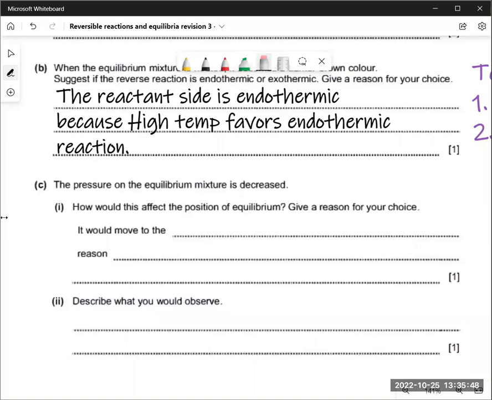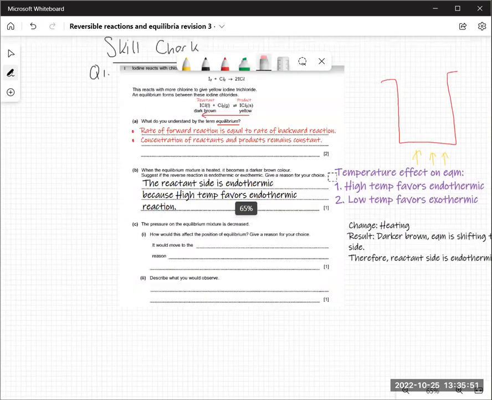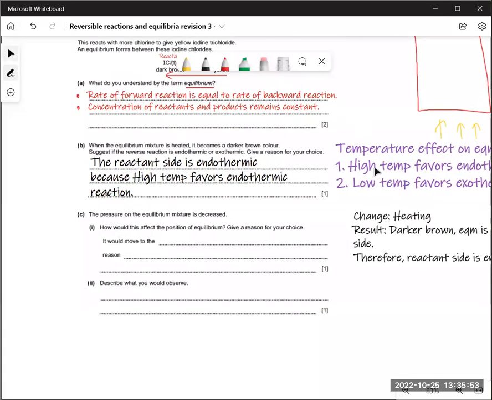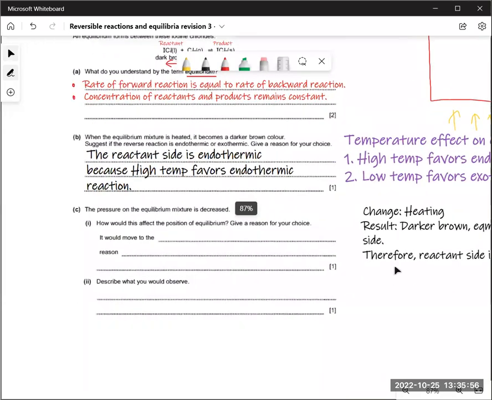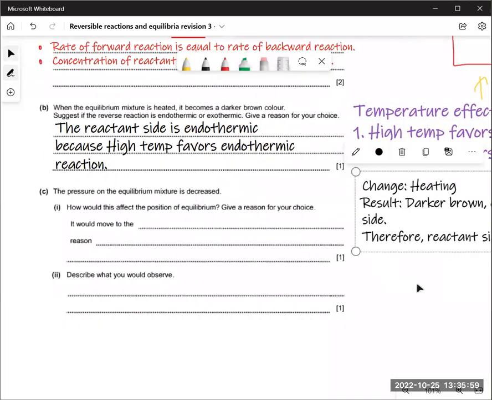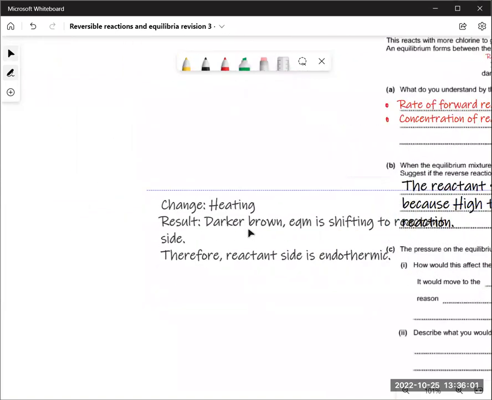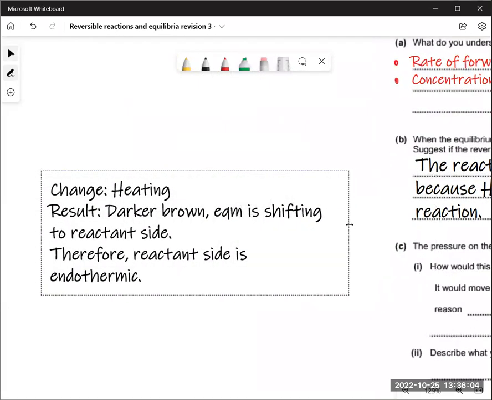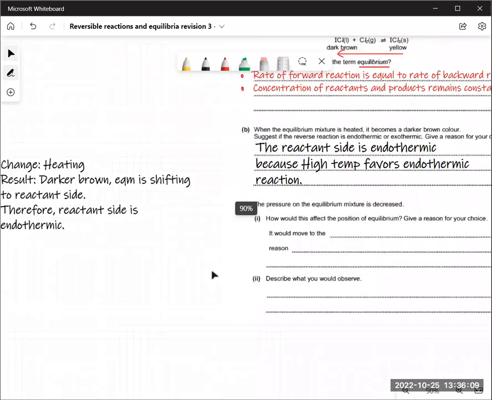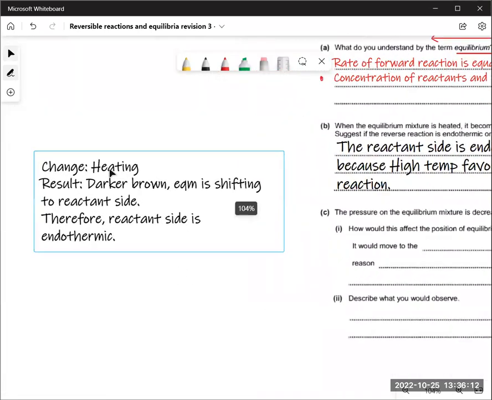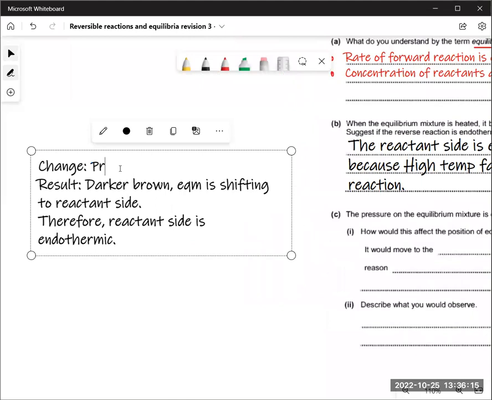So it would move to the left, right? Why? Because it's being decreased. That's the temperature, fine, but the reason is not correct. First, let's write the change. What is the change happening? The pressure is being decreased. Okay, so let's just write it. Pressure is decreased. Now I need you to know the rules for these, and they're asking us the result.